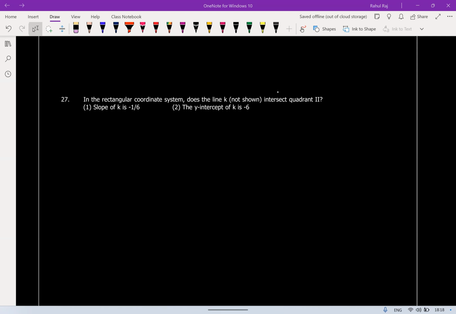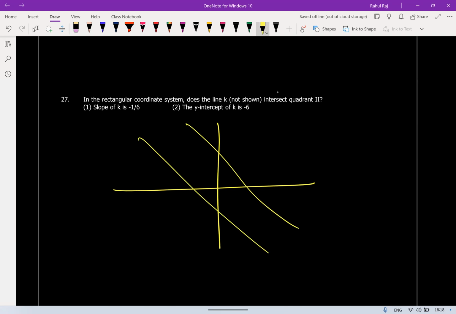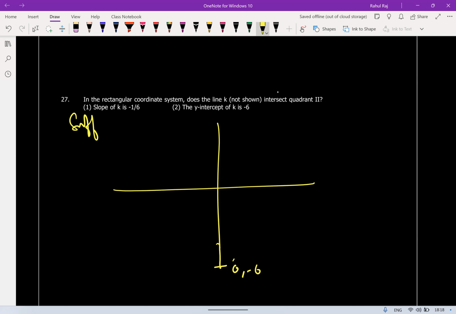Yeah, quite a simple one. It says that in the rectangular plane, does line K intersect the second quadrant? Option number 1 says the slope is negative, so a negative slope will surely go through the second quadrant. Sufficient. Option number 2 says the y-intercept of the line is minus 6. So this may be (0, -6). Line K could be like this, which does not intersect. Line K could be like this.